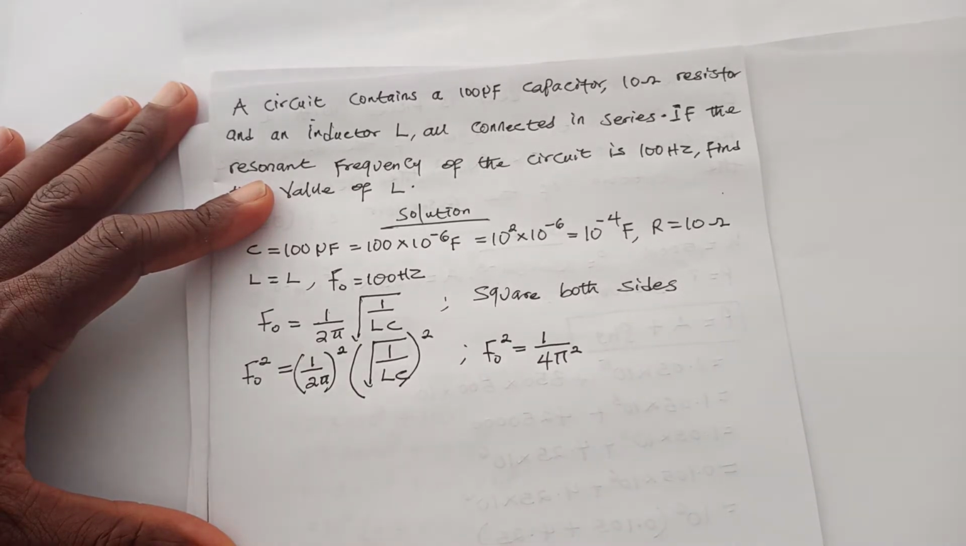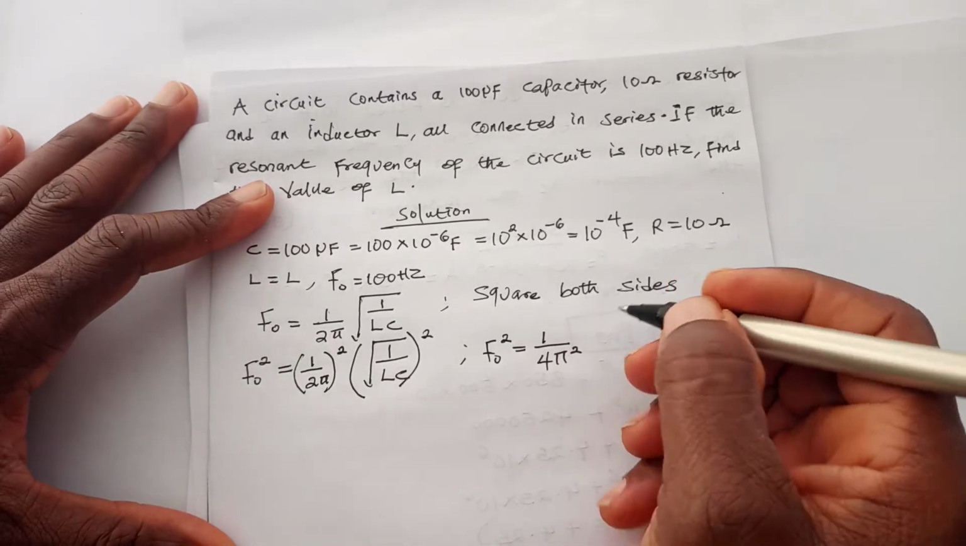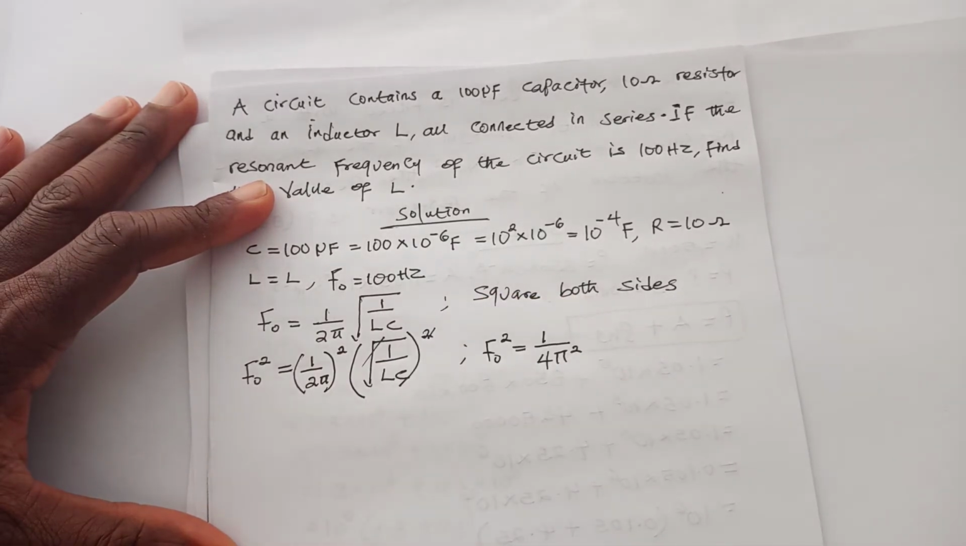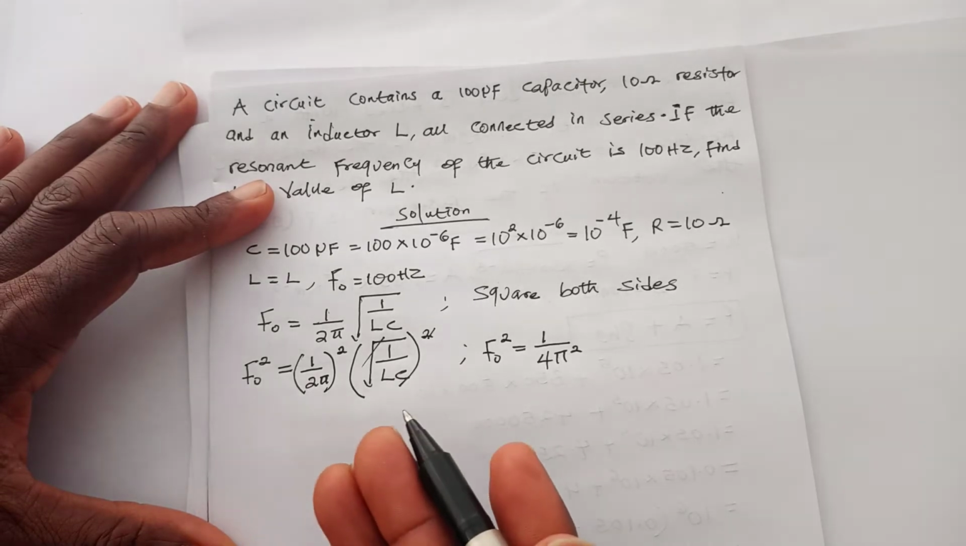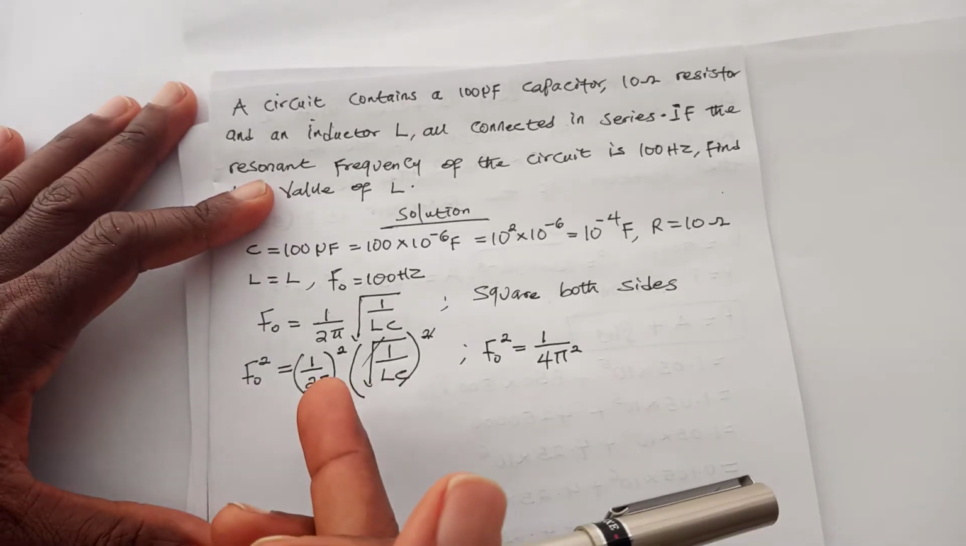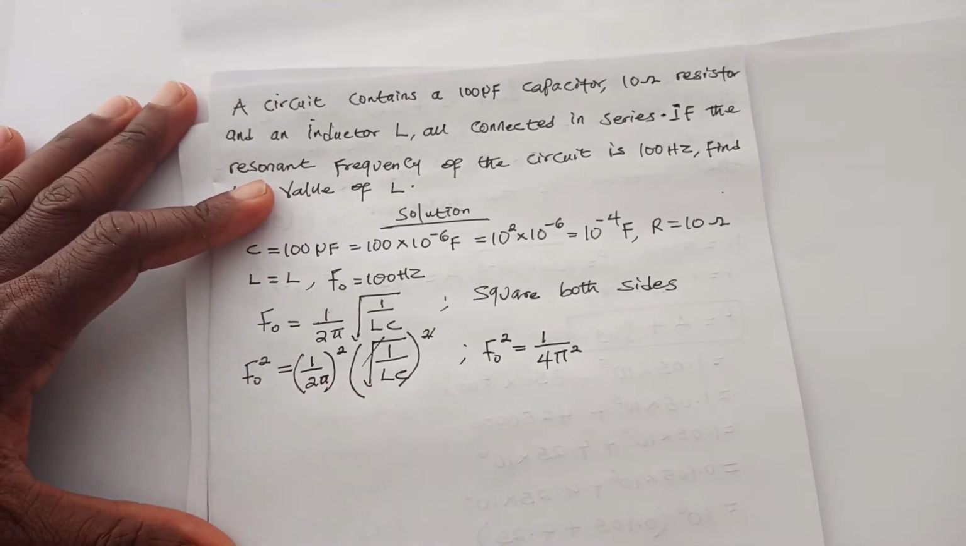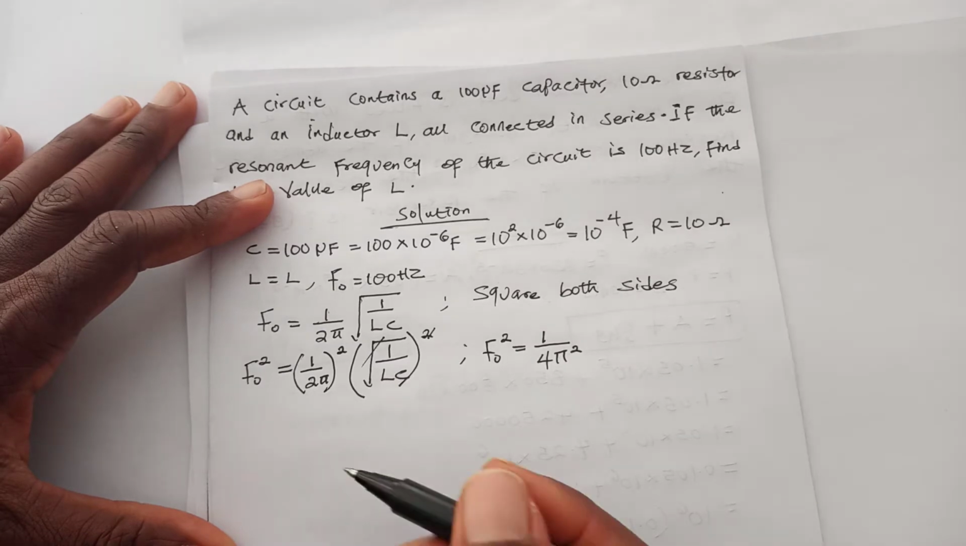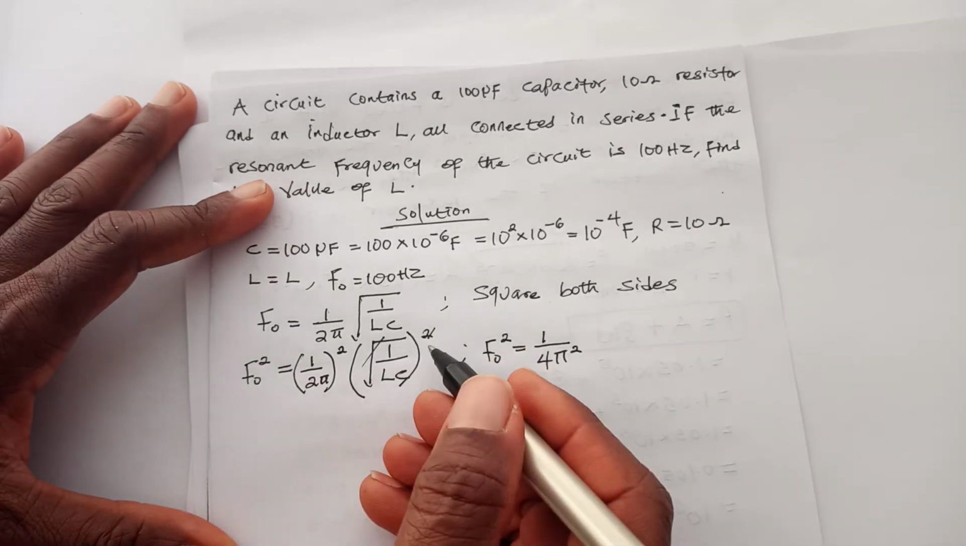Take note, pi squared. Now this square cancels this square root. That is the reason why we're squaring both sides, because we want to cancel out the square root. If you have a cube root, you're going to cube both sides. But now we have squares, so you square both sides. Now the square cancels out the square root.